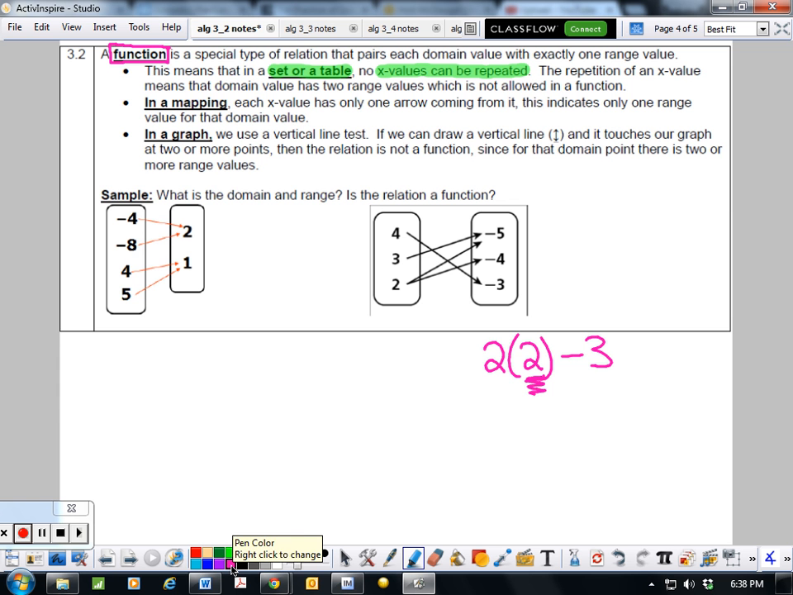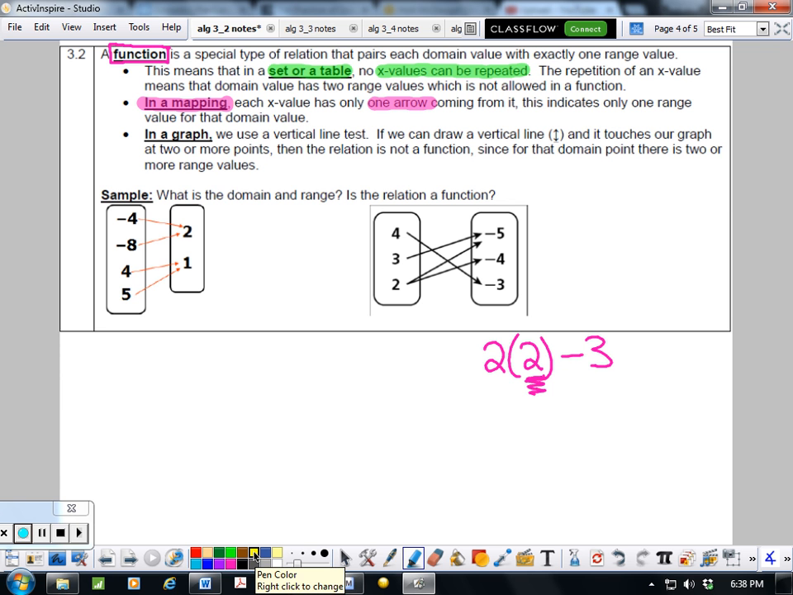Okay, when we're looking at a mapping, each x value only has one arrow coming from it. Because one arrow means one answer. If you have 2 arrows, there are 2 answers, and it's not a function.